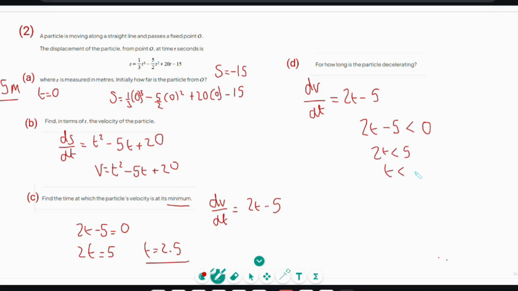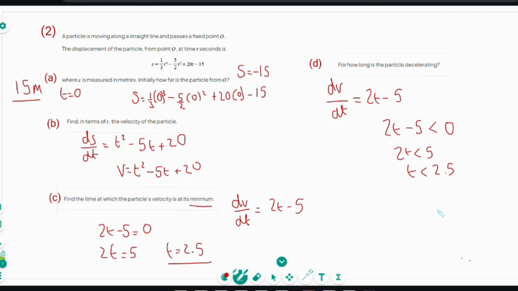So when t is less than 2.5. This is really, if t is less than 2.5, t cannot be negative, so 2.5 seconds.